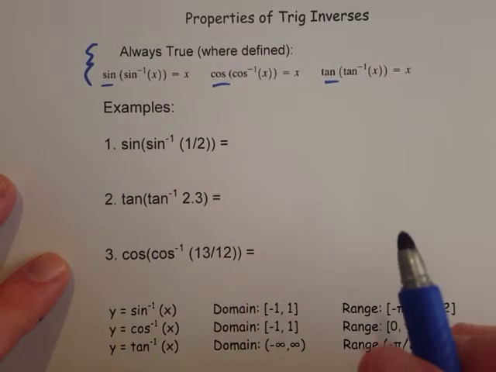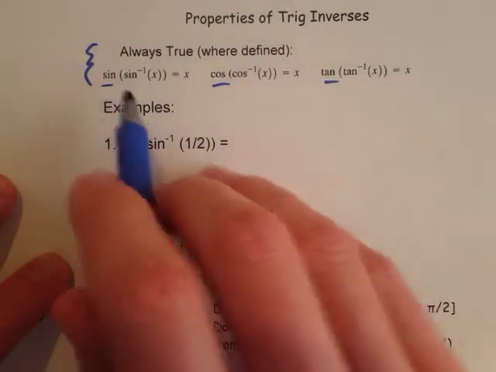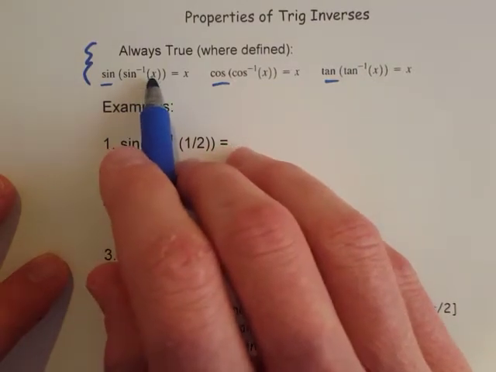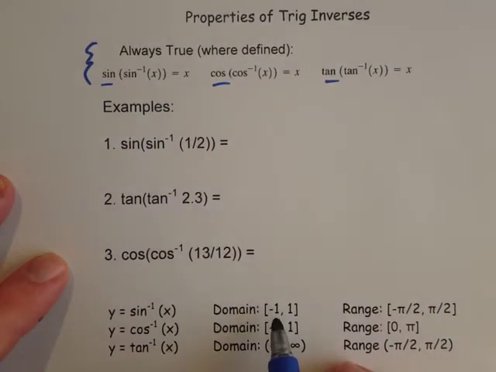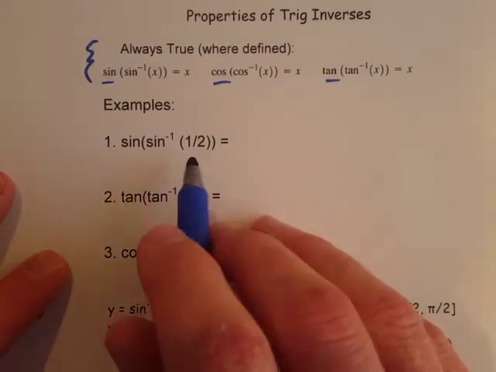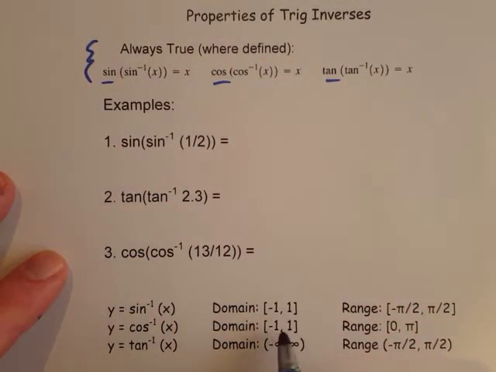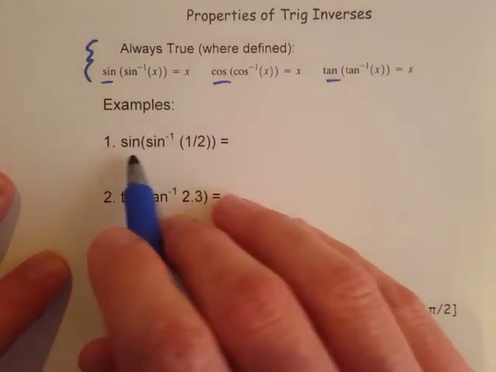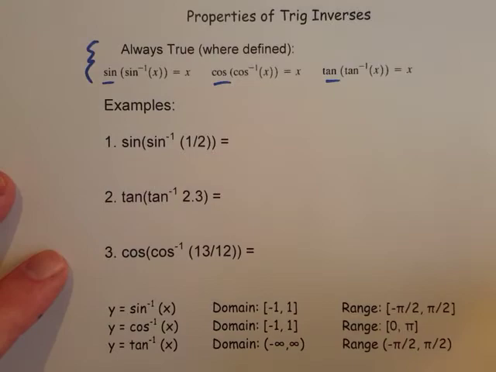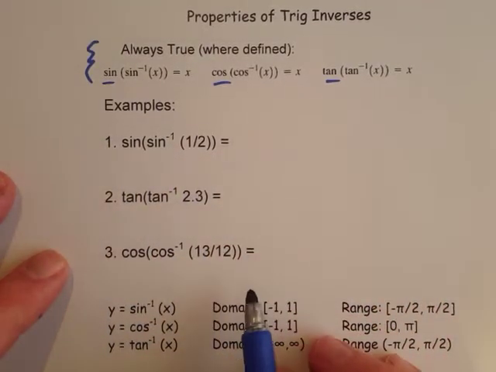Now let's remember what it means for something to be defined. For sine inverse of x to be defined, whatever x is has to fall within the domain. So as long as this number falls in between those numbers, then it is defined and we can use this rule, and they just cancel each other out. So let's take a look at these three different examples and see if we accomplish that.